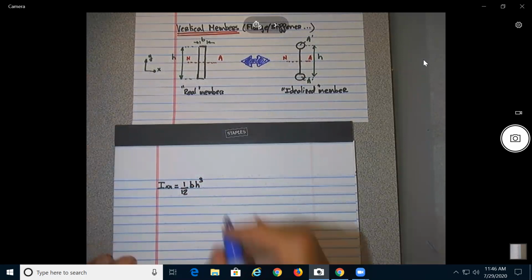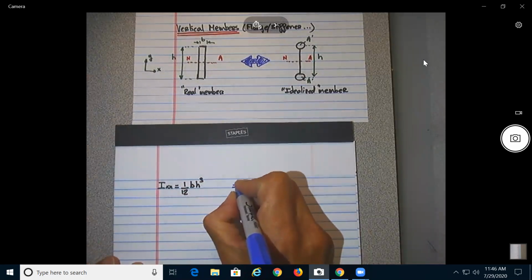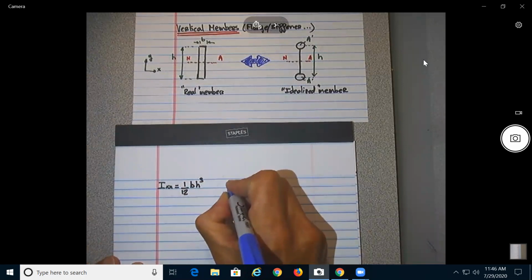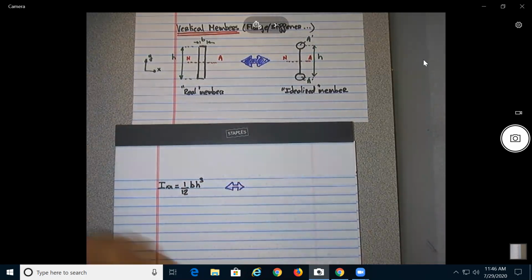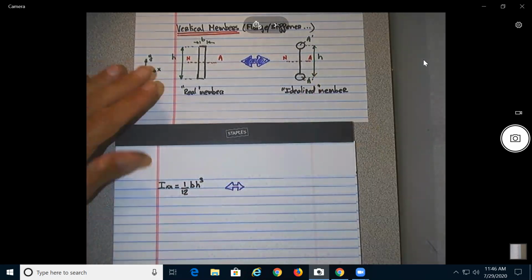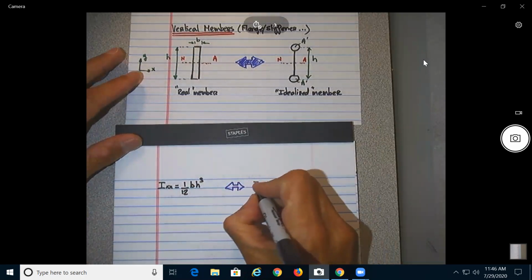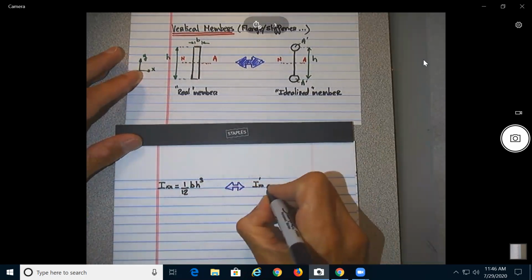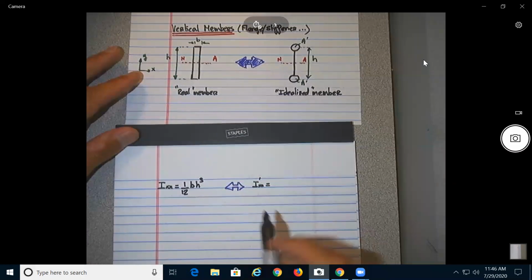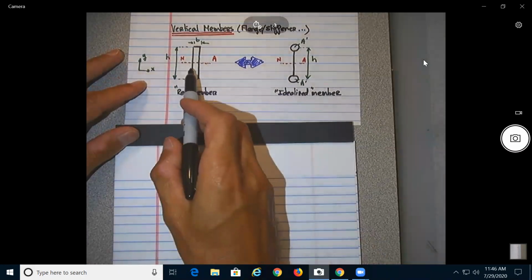I don't want to do too many of these ones, they are too big. Okay, and this now should be equivalent to the idealized. So the idealized should be what? Let's call this one I prime XX. So this is about the neutral axis, okay? This is the moment of inertia about the neutral axis.